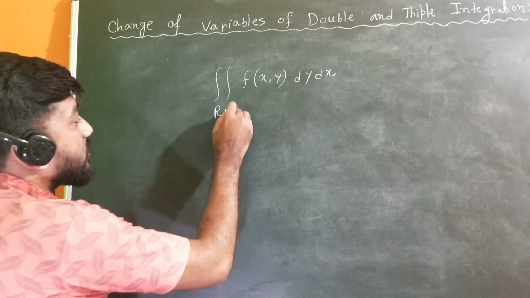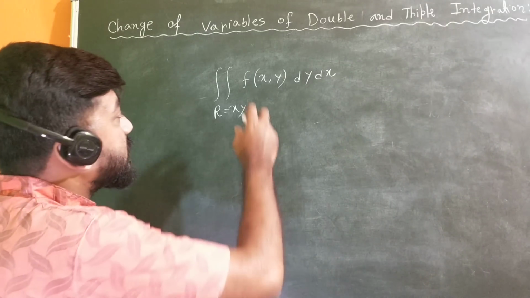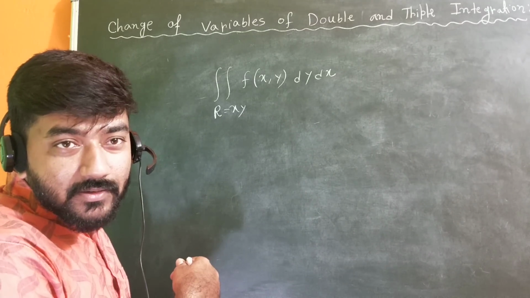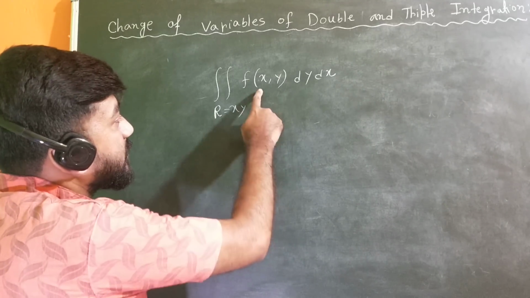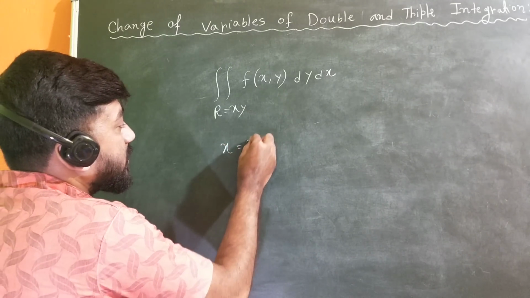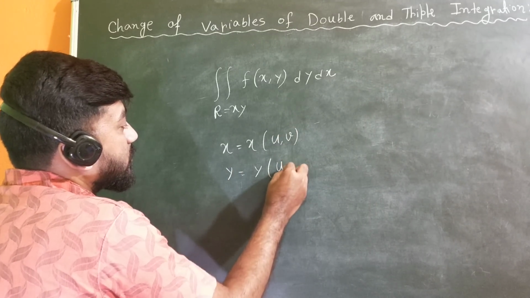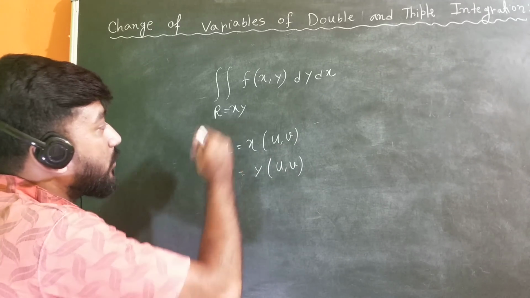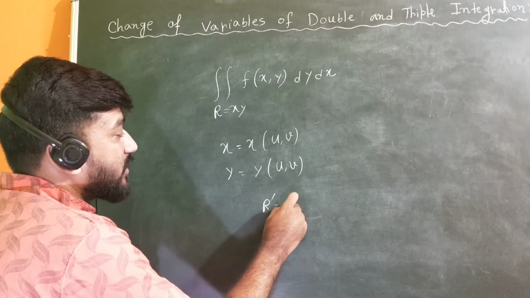We have done this integration on some region, that is on the xy plane, that means R is equal to xy. Now we want to change this region R from xy to uv. In that case we change the variable of this integration from xy to uv, where x is a function of u and v, as well as y is also a function of u and v. So the whole integration is converted to another region, R dash, and the region is nothing but uv.